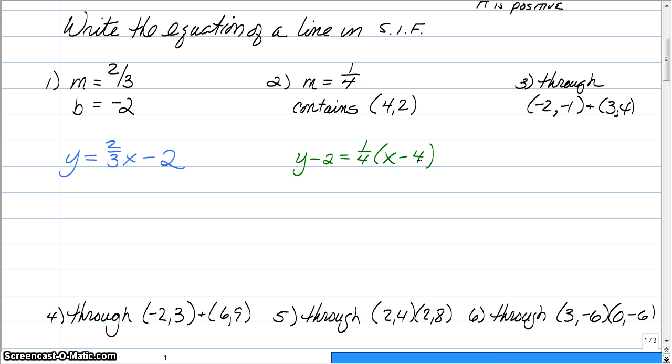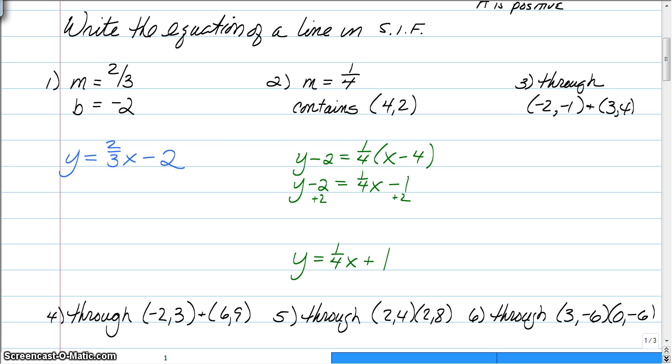And now, like I said, to get it into slope-intercept form, it's just 2 steps. You just distribute your 1/4 into parentheses. So y minus 2 is equal to 1/4 x minus 1. Add 2 to both sides, and you finish with y is equal to 1/4 x plus 1. You are now in slope-intercept form and ready to go.